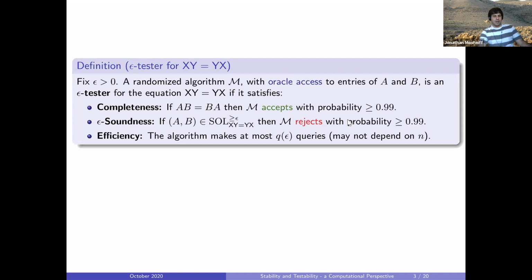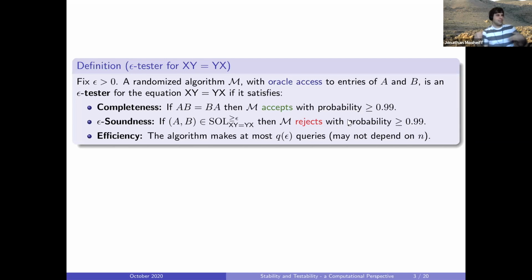And now we want a randomized algorithm that satisfies the following properties. We want it to be complete in the sense that if the permutations commute, we want it to accept with very large probability, say more than 0.99. If the two permutations are at least epsilon far from commuting, then we want the algorithm to reject with high probability. And importantly, we want a constant number of queries.